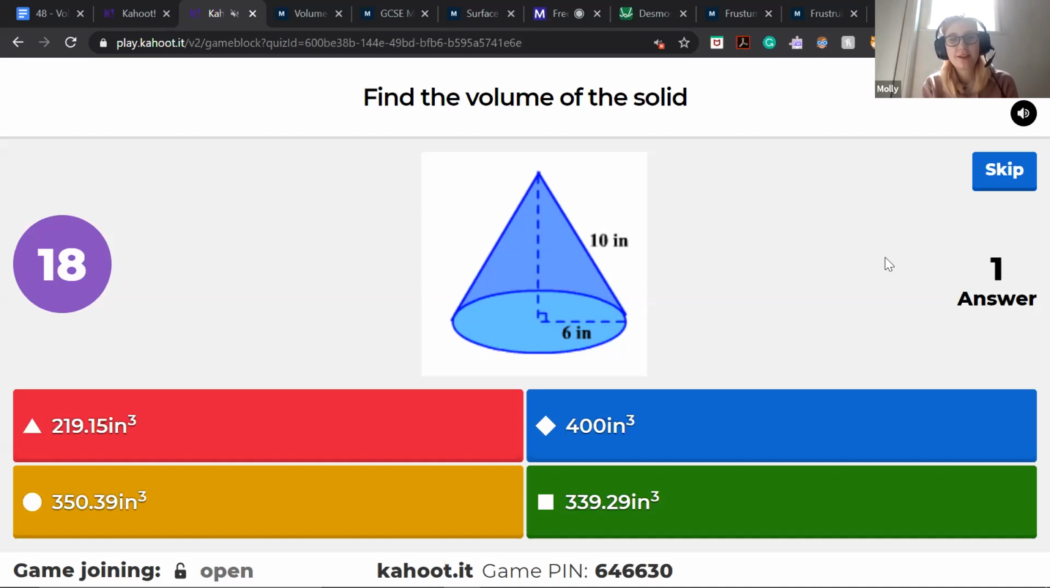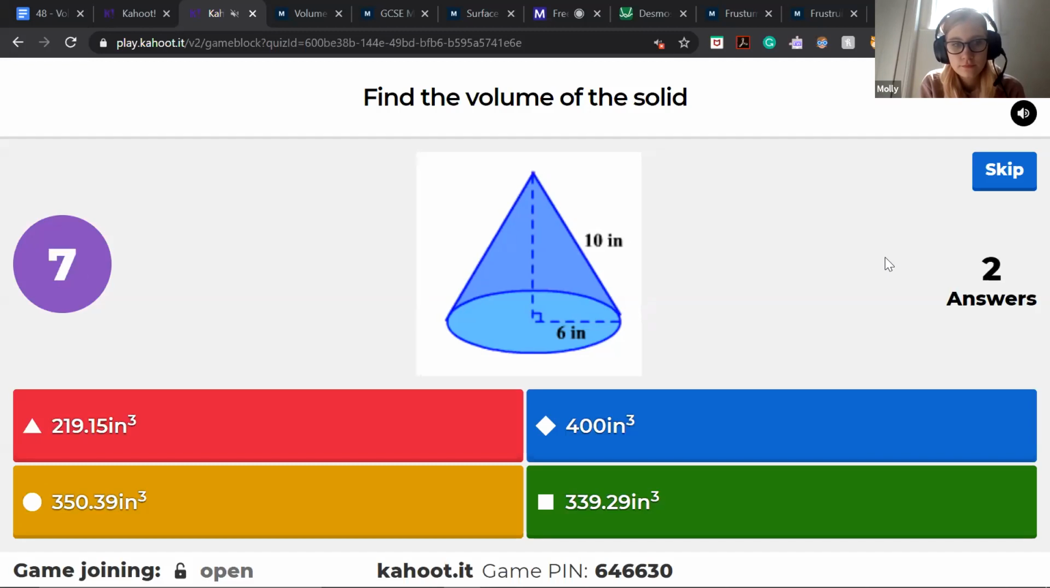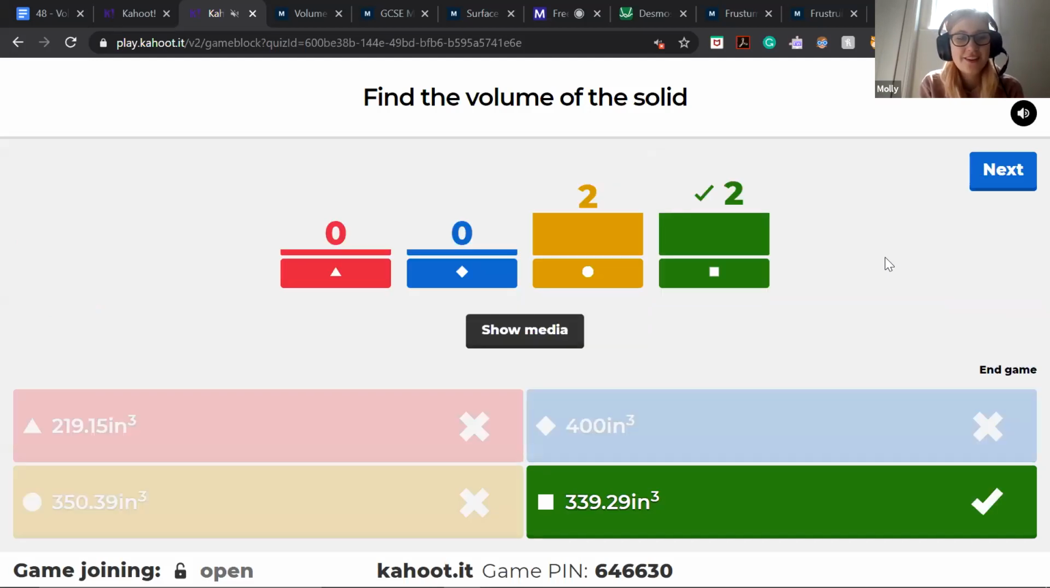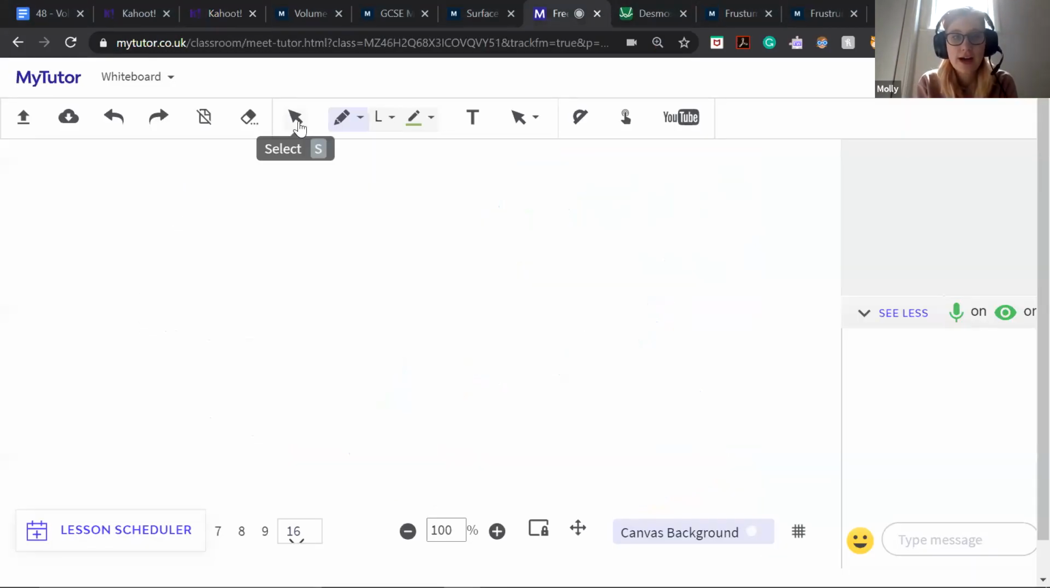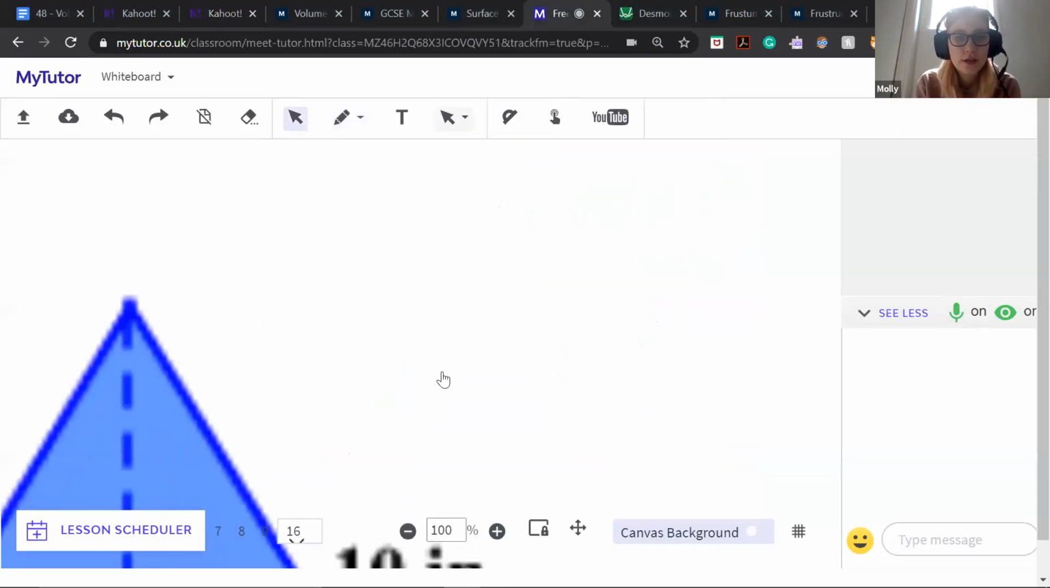Tricky one, this, because there is an extra step to it. Okay, a tricky one, as I expected it might be, but well done, because a couple of you got that. So this is the hardest question that we've had on either of the Kahoots.